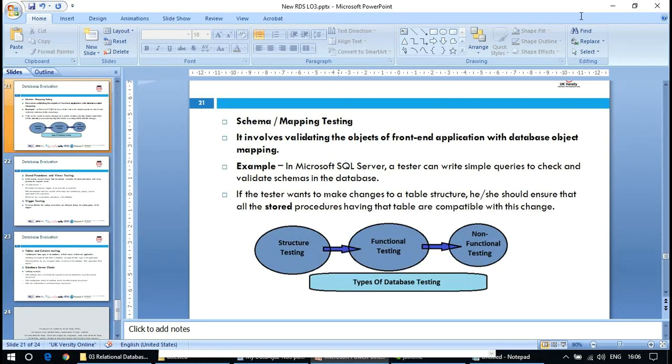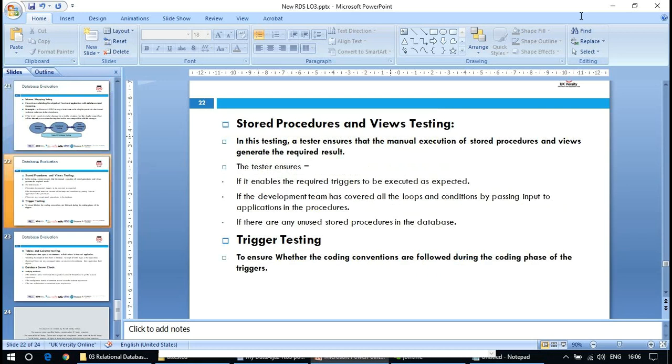Then schema testing involves validating the objects of the front-end application with the database mapping. If you recall, you created a schema, the skeleton of how your database should look, and then you see how physically those objects are implemented. Then stored procedures and views testing. In this testing, a tester ensures that the manual execution of the stored procedures and views generates the required result. Let me tell you quickly.